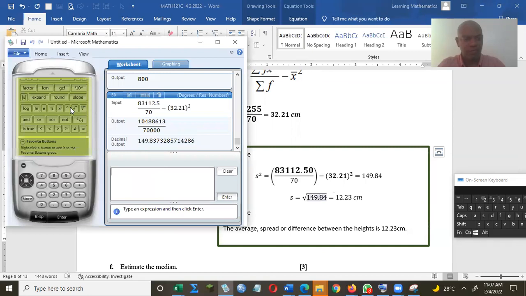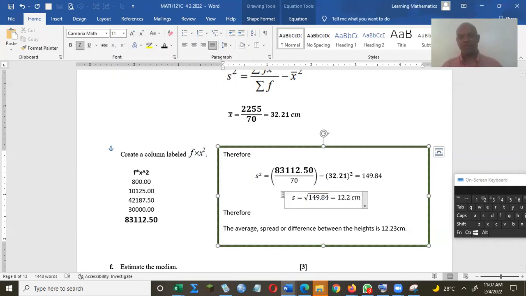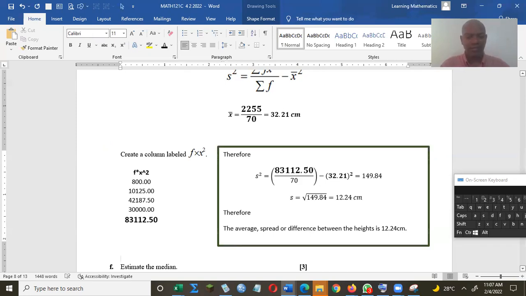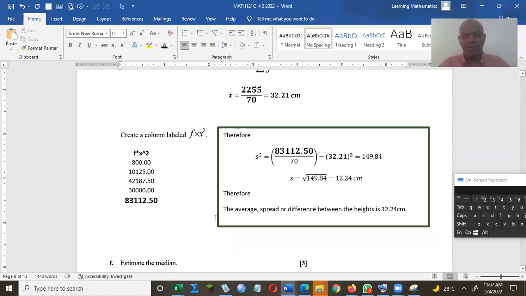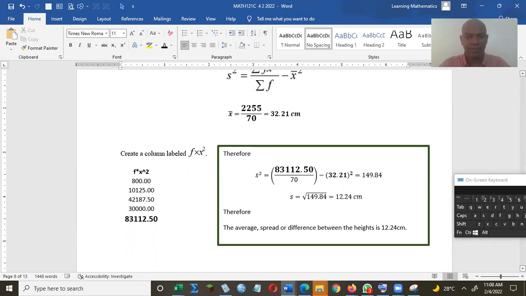Control C, square root, enter. 12.24 centimeters. Therefore, the average spread or difference between the heights is approximately 12.24 centimeters. Okay. Calculating variance for group data using method number 2. Yes, here it is.